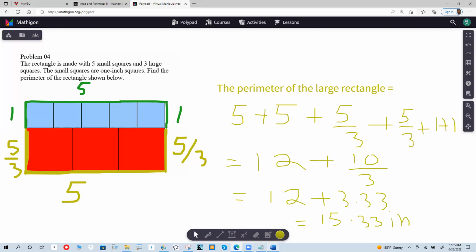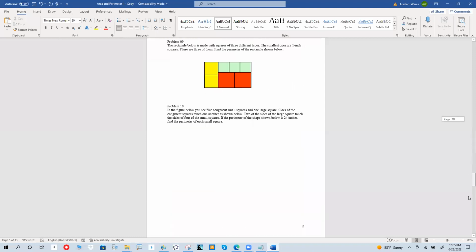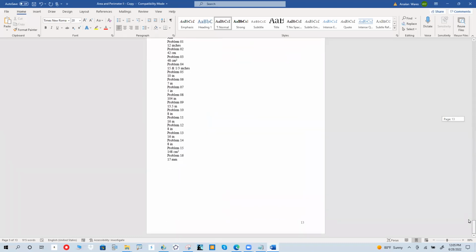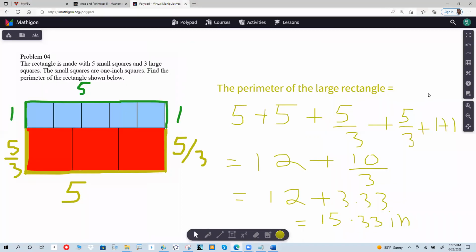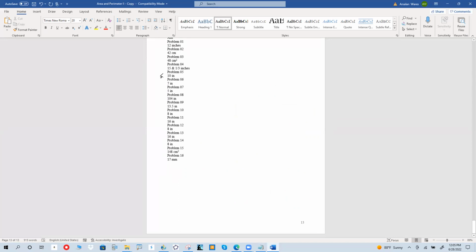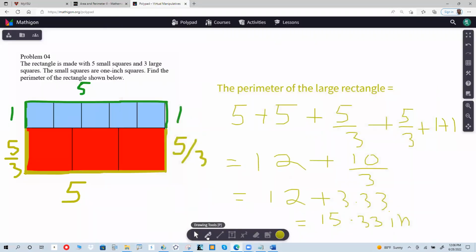Now I'm going to quickly go check my answer. Okay, and I'm going to do one more like this. Oh, great. 15, where did I go wrong? Oh no, 15 1/3. We're good. Take a look. 15 1/3, that's what we got. 15.33, that's 1/3, really. So we are okay.